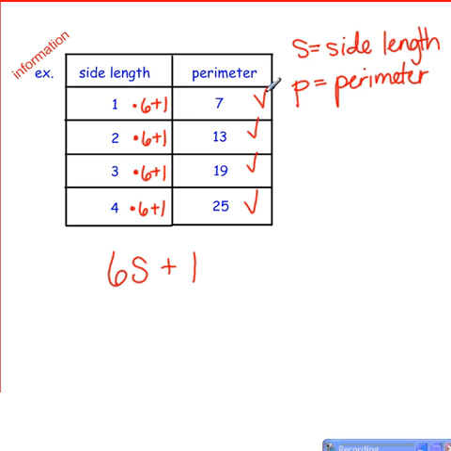Now I did a little bit more. I gave a specific variable to represent side length. I said it was S. And I gave a specific variable to represent perimeter, which was P. So coming down here to build my equation, 6 times a side length, whatever that side length is, plus 1 will give you the perimeter. You can put the perimeter in the back or you can put it in the front like so. Either way, this equation models this table of information.